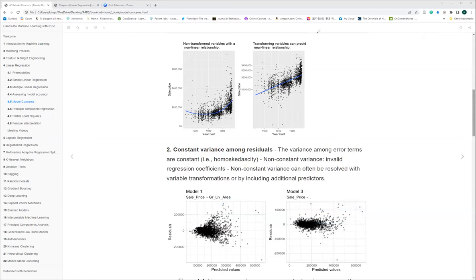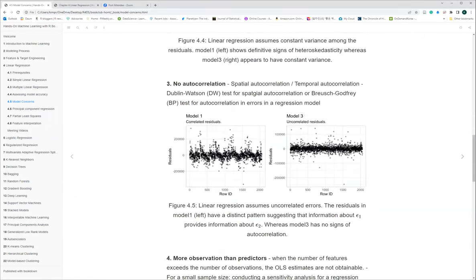Then our third one is no autocorrelation, which means maybe spatial autocorrelation or temporal autocorrelation. It can happen sometimes when we have a time series data set. For example, an earthquake data set is time plus space data, a space-temporal kind of data set.